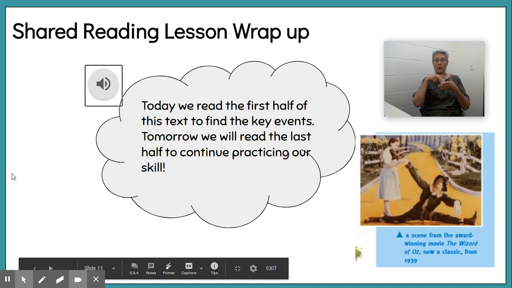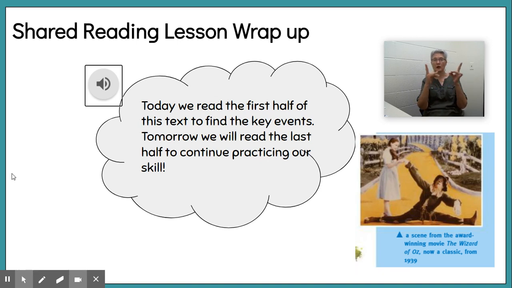Today we read the first half of this text to find key events. Tomorrow we will read the last half to continue practicing our skill. I am so excited to figure out what happens next.